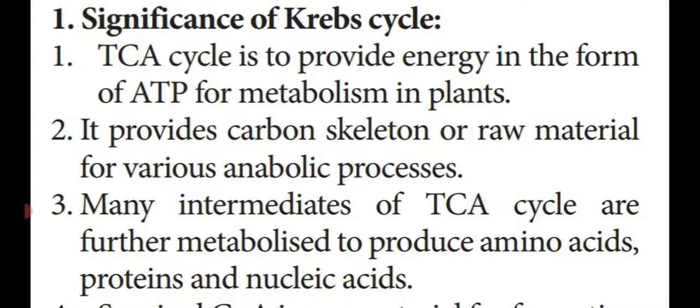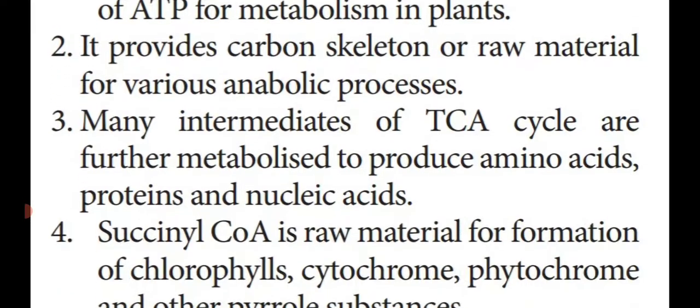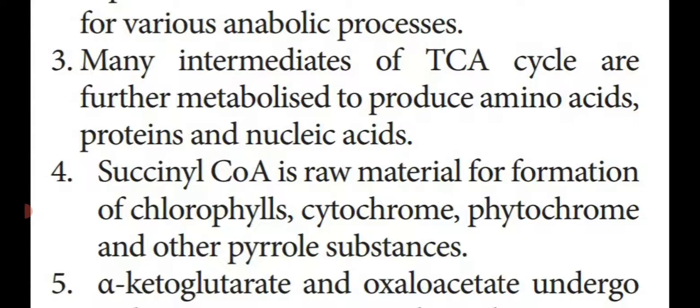This TCA cycle provides energy in the form of ATP for the metabolic processes taking place in plants. And also it provides carbon skeleton, that is, 3 carbon dioxide molecules are liberated, or the raw material for building up process, that is the anabolic process. Third one, many intermediates of the TCA cycle are metabolized to produce different compounds, amino acids, proteins and nucleic acids.